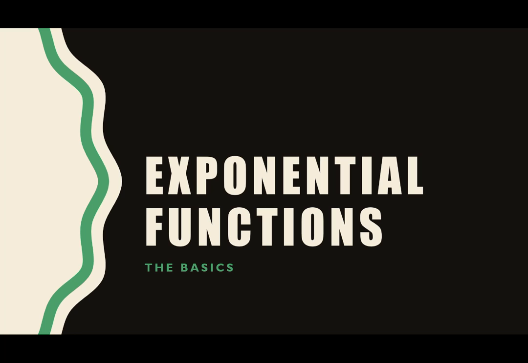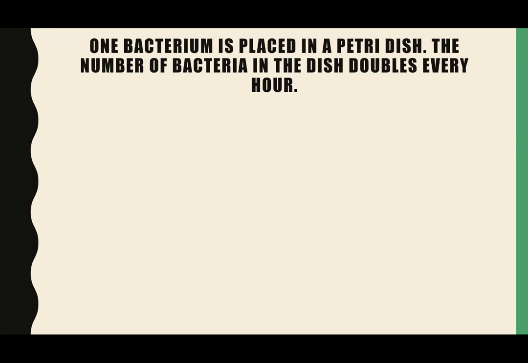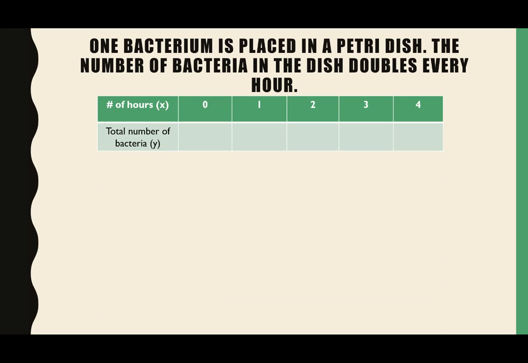Okay, so that brings us to exponential functions. How do they differ from our linear functions? So why don't we start off with a real world example or a word problem. So one bacterium is placed in a petri dish. The number of bacteria in the dish doubles every hour. All right, so what does that pattern look like numerically? Well, hour 0, I have placed one bacterium in the dish. There is one singular cell in that petri dish.